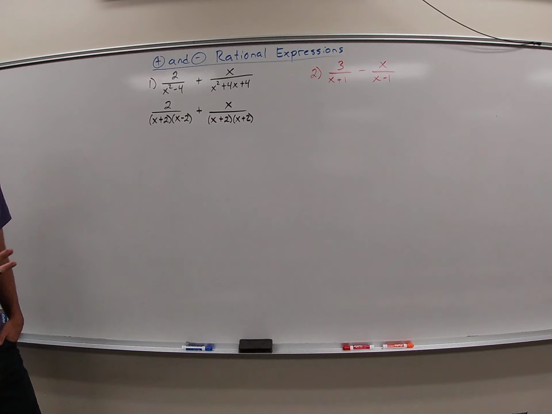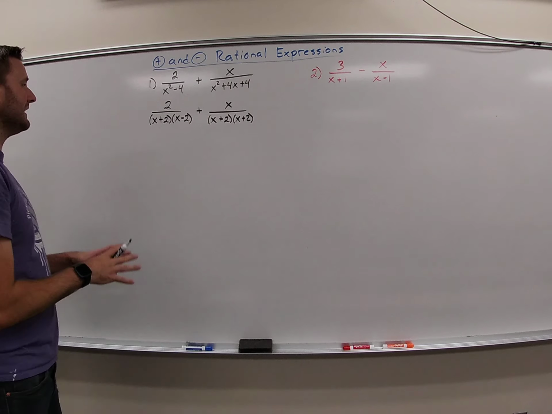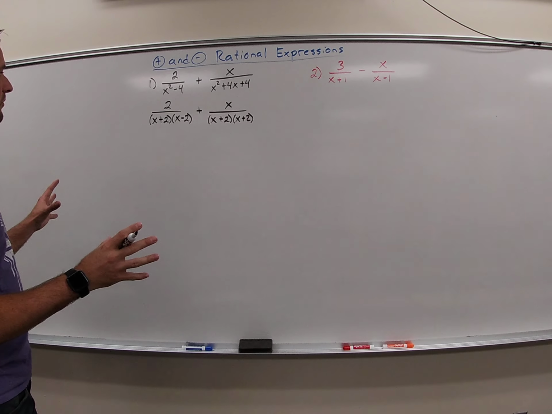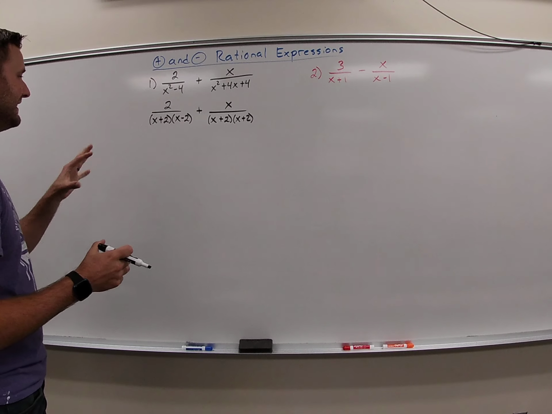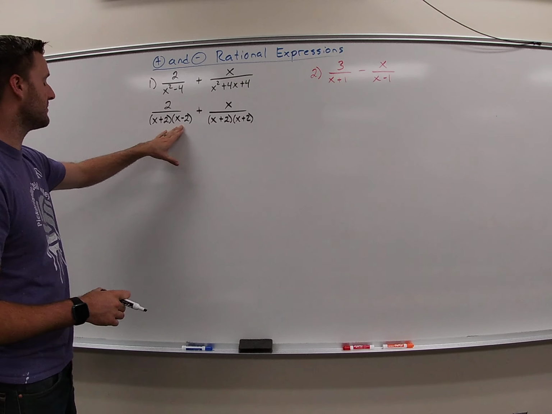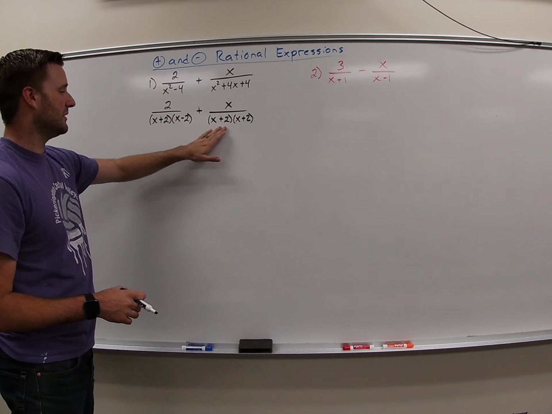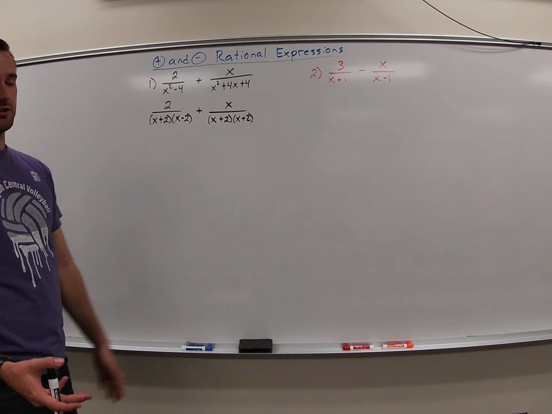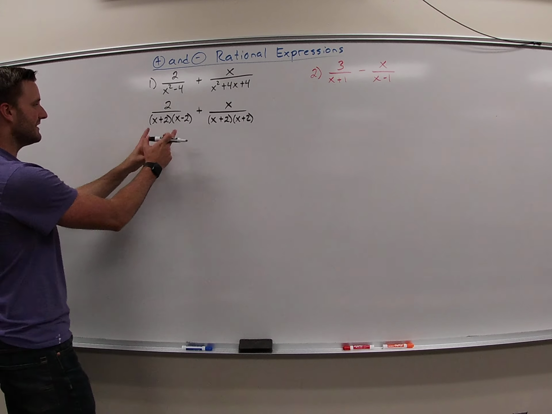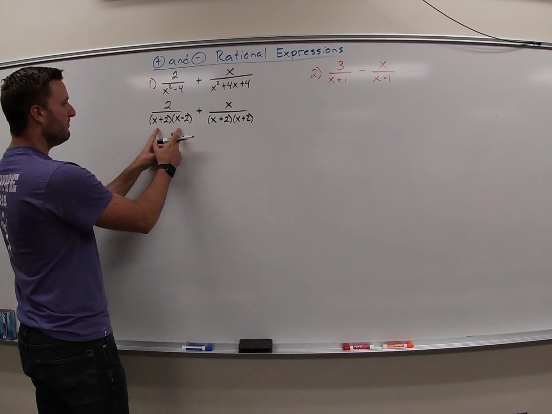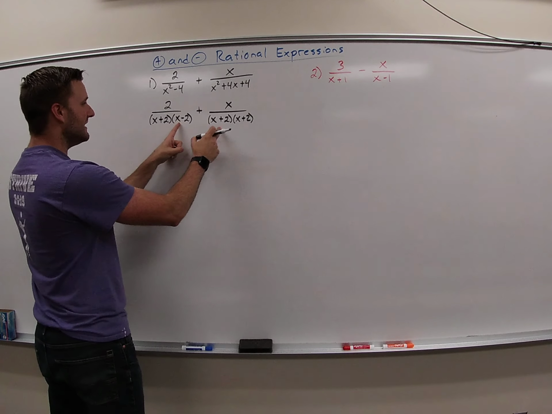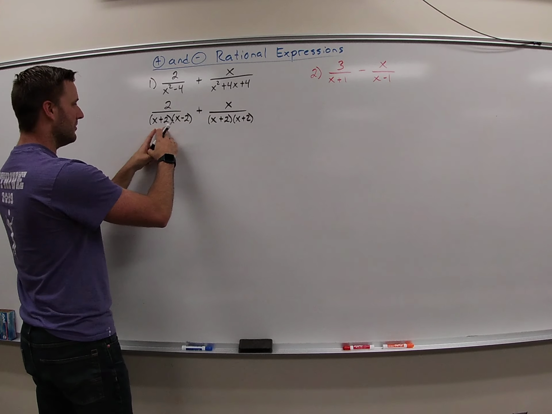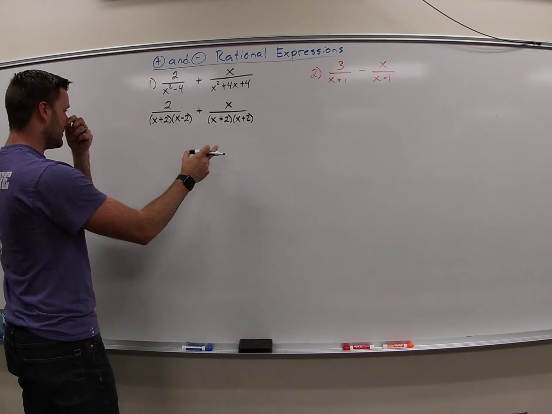All right. Now I need to take a step back and ask, what do these have in common? Are they exactly the same? No, one's x plus 2, x minus 2. The other one has an x plus 2, but it has an additional x plus 2. So these are not the same. So what is this one missing? Well, it has the x plus 2, so we're good there, but it's missing another x plus 2. So here I'm missing one x plus 2.